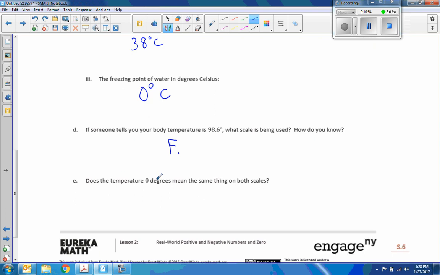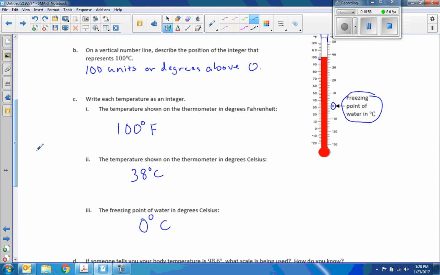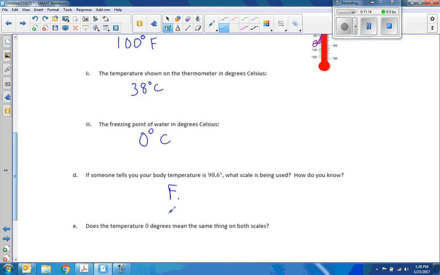Does the temperature 0 degrees mean the same thing on both scales? So I would go up, and I would look at 0 degrees Celsius and 0 degrees Fahrenheit. Here's 0 Celsius, I've already circled. 0 degrees Fahrenheit is here. They're obviously not the same. That's how far off they are. Okay? So the answer is no. They do not mean the same.